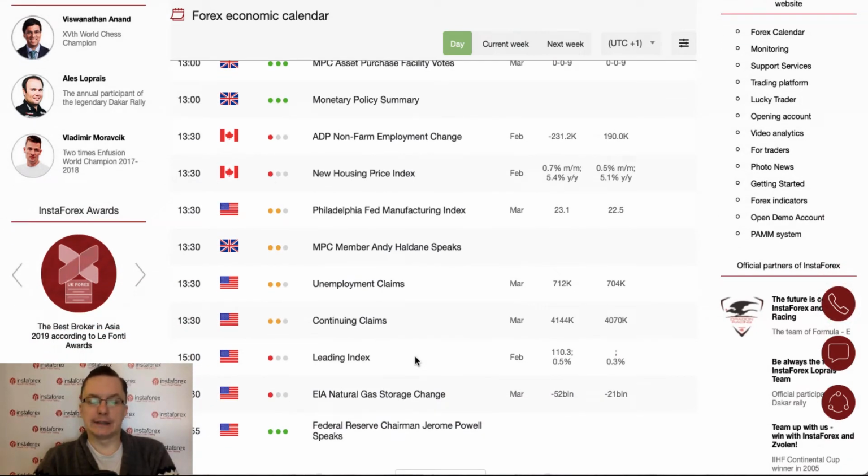What are the data scheduled for release during the New York session? As you can see, we got data from Canada, ADP non-farm employment change, and new housing price index. They are not that important for the markets. More important are data from US, Philadelphia Fed manufacturing index, scheduled for release 1:30, and of course unemployment claims and continuing claims scheduled for release 1:30. There is a speech from the MPC member Andy Haldane scheduled for release 1:30 as well, so that might be interesting to see what he has to say regarding the interest rate decision.